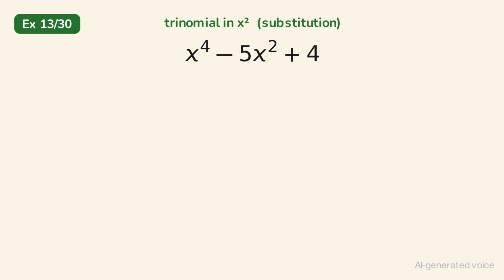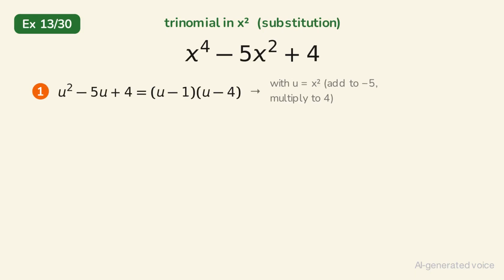Let's factor x to the fourth minus 5x squared plus 4. The trick is to look at x squared as if it were a single thing. We give it a name, u. Then x to the fourth is u squared, and we get u squared minus 5u plus 4. And that's a friendly trinomial: 2 numbers that add to minus 5 and multiply to 4. They're minus 1 and minus 4. We get u minus 1 times u minus 4.